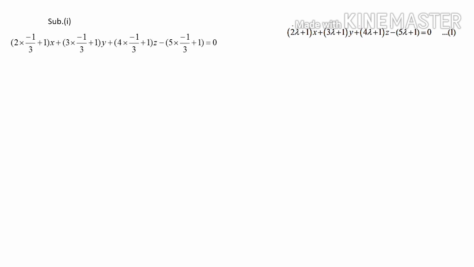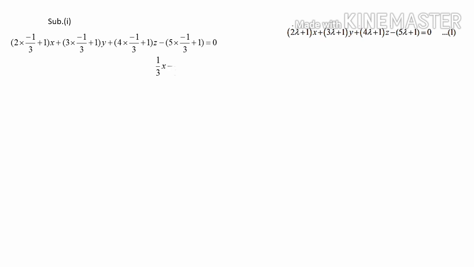Let's substitute it. 2 lambda, that is 2 into minus 1 by 3 plus 1, into x, plus 3 lambda, that is 3 into minus 1 by 3 plus 1, into y, plus 4 lambda, that is 4 into minus 1 by 3 plus 1, into z. It's written here, minus 5 lambda plus 1, that is 5 into minus 1 by 3 plus 1, equal to 0. We have substituted the values here.